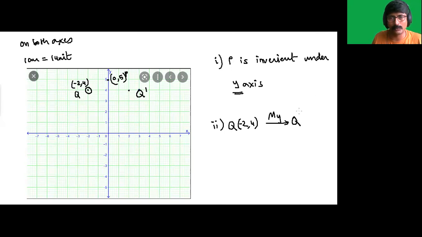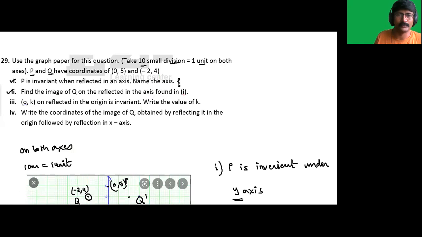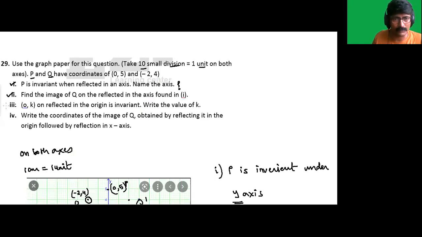What are the coordinates of Q prime when it reflects under the y-axis? Whenever a point reflects under the y-axis, y remains the same and the x changes. So it will become 2 comma 4. Now let's read ahead. So we are done with the second part of the question. Now let's read the third part of the question. I hope you all are along with me, guys, isn't it?